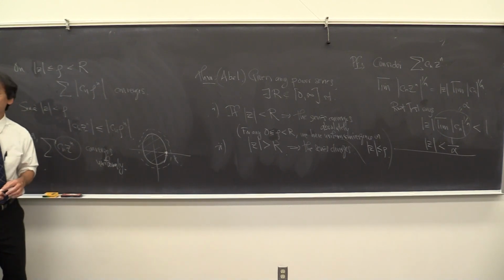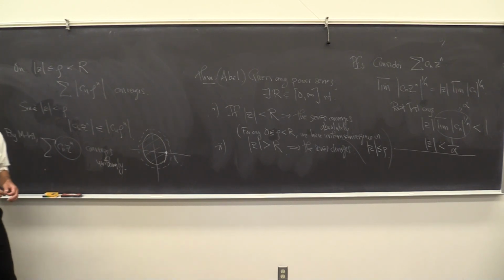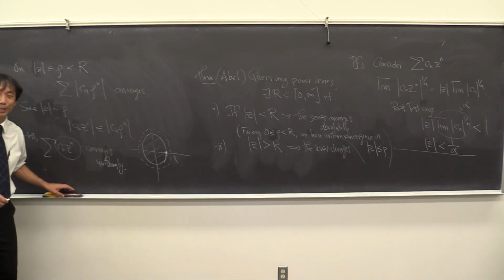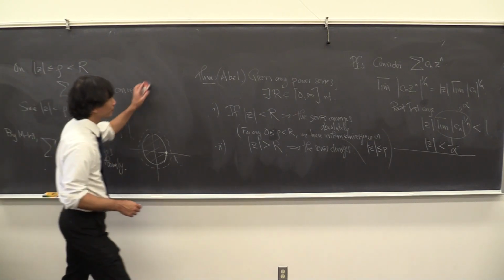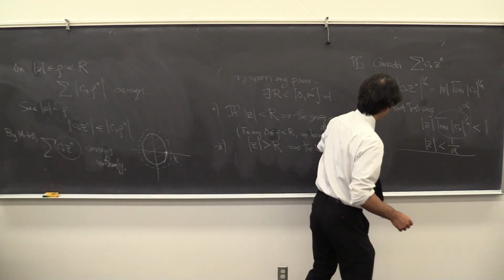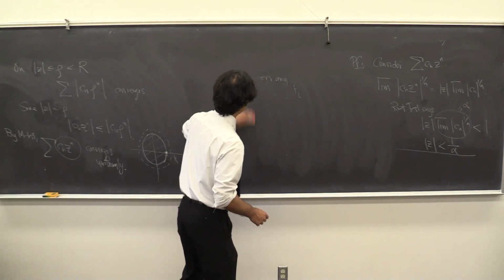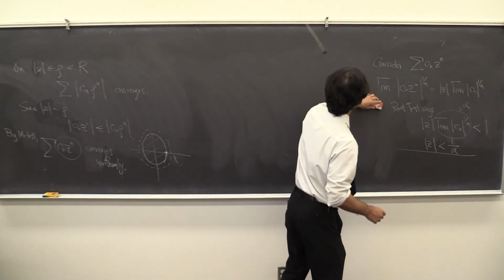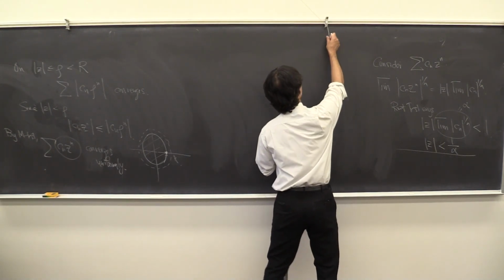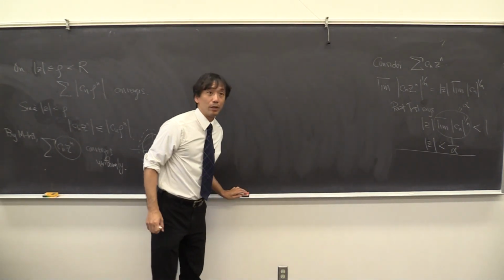Okay, everybody okay so far? So we only need the M-test to show uniform convergence. That's right. Yeah, that's what you use the M-test for. Well, the M-test will show up a lot in this course. Everybody okay?